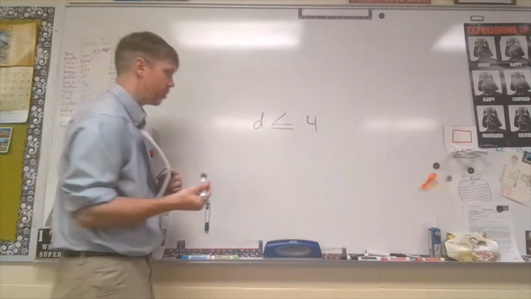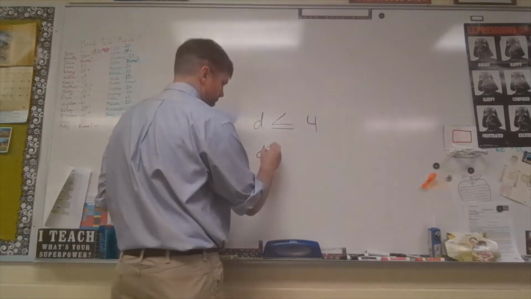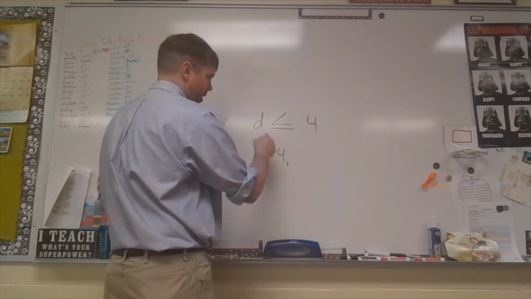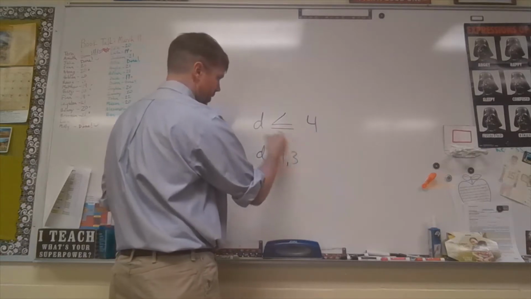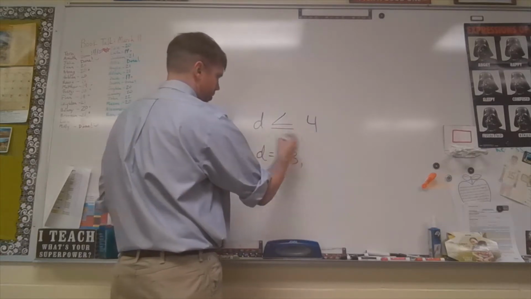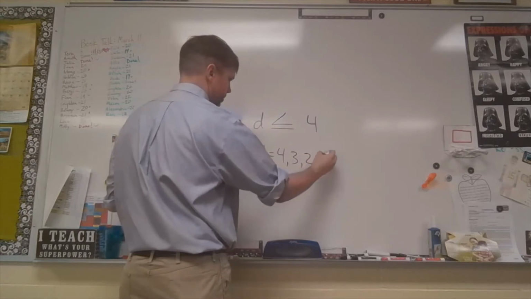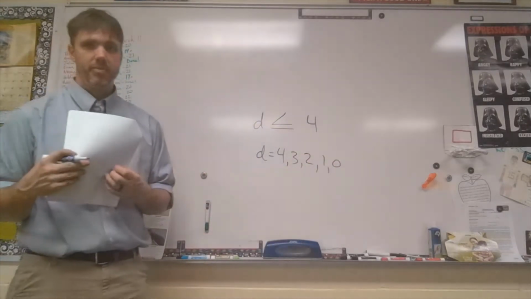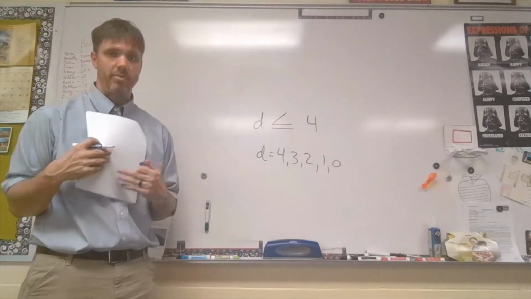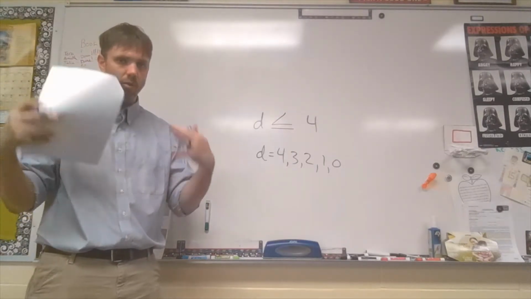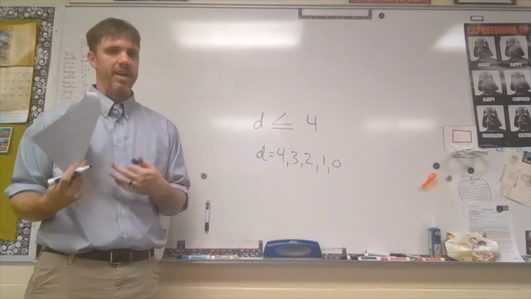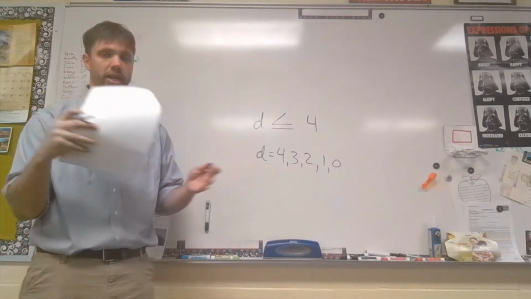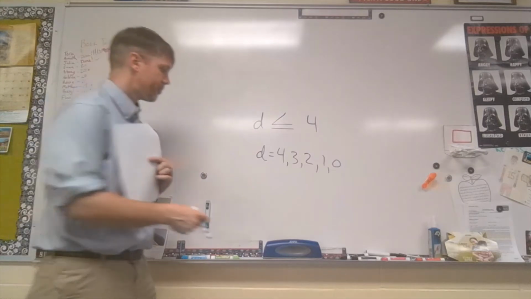All right, well, D could equal 4, right? Because that's equal to 4. It could also equal 3, because 3 is less than 4. It could equal 2, because 2 is less than 4. It could equal 1, or it could equal 0, right? Any of those are possible, and that's okay for this problem. I know in math, a lot of times we want just that one solid answer, but we don't always have just one solid answer. Sometimes we say, hey, it could be anything in this range, okay?